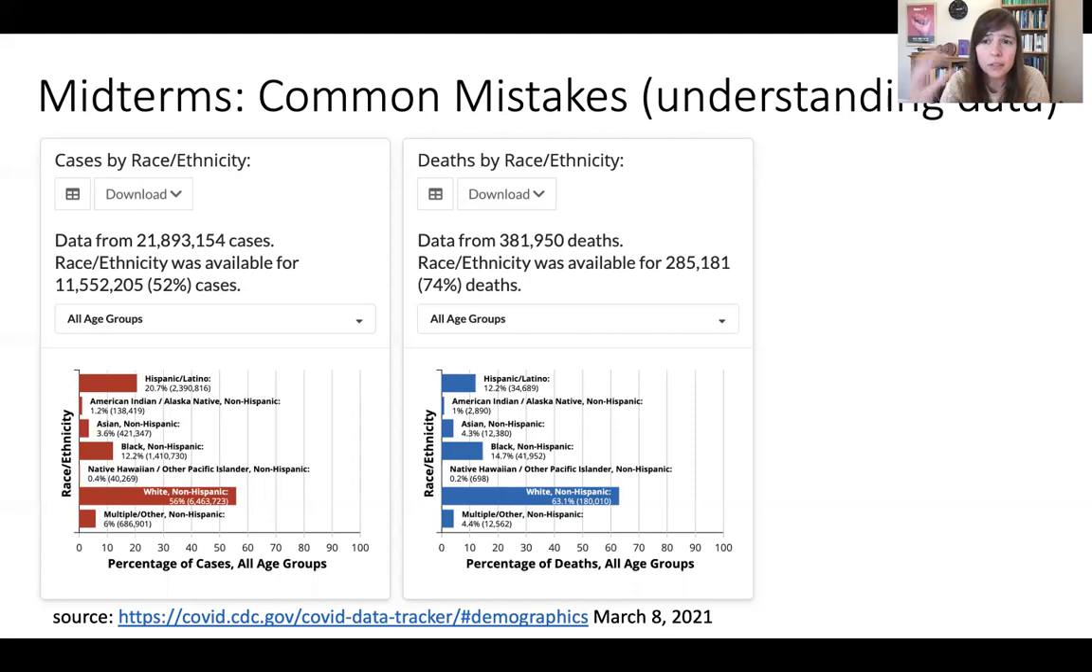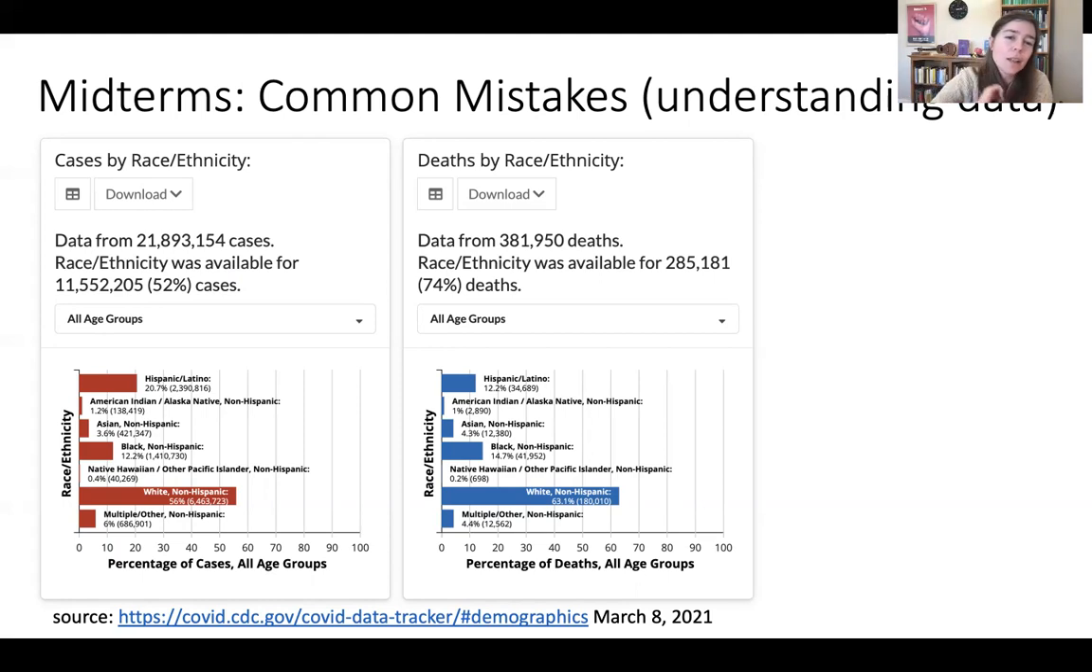So, good start going to the CDC. This is where any news source is going to get its information too, so you might as well go to the original source yourself and understand the data. It gives you raw numbers, and it gives you percents. This seems good, and it is, so long as you know what you're doing.